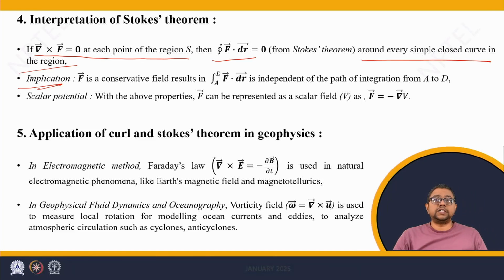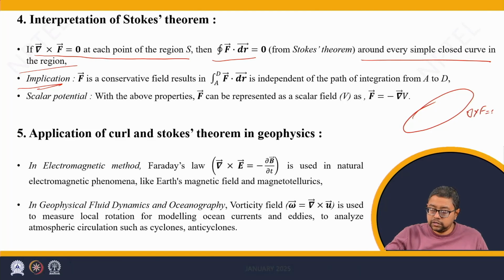This has the implication that F is a conservative field. For conservative fields, the circulation is independent of the path of integration from A to D, which are 2 points in that region. For example, if the curl of F equals 0 over this entire surface S, then any line integral within the surface would be equal. This would indicate that F is a conservative field.